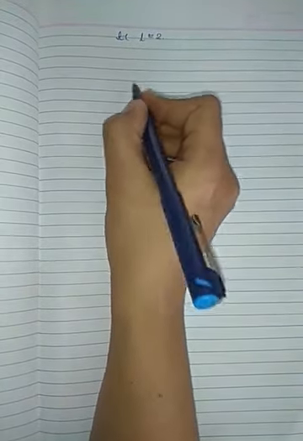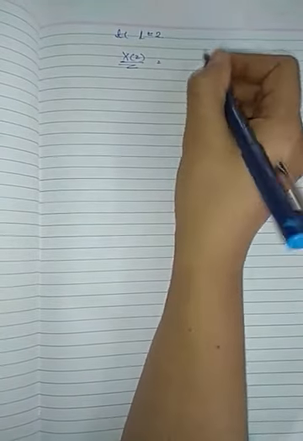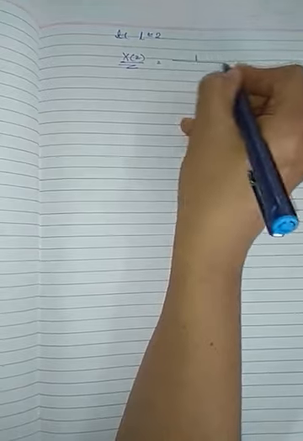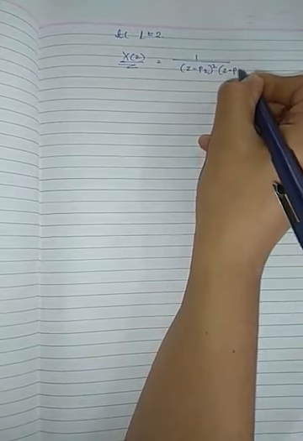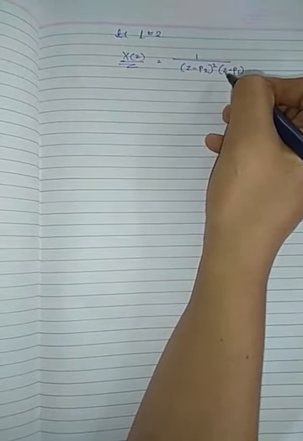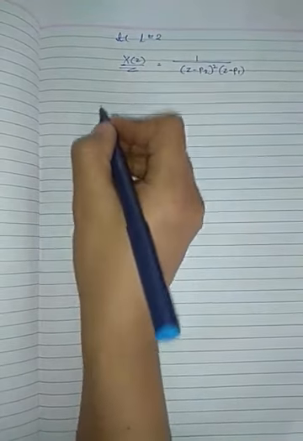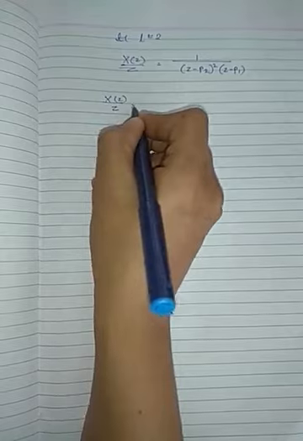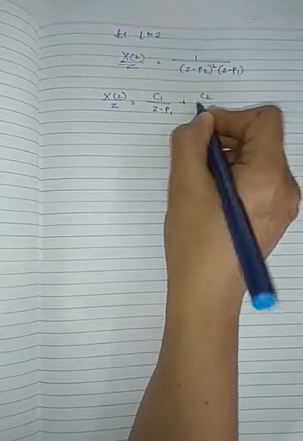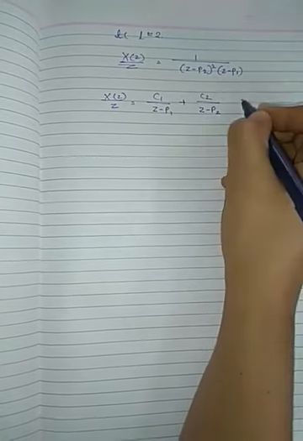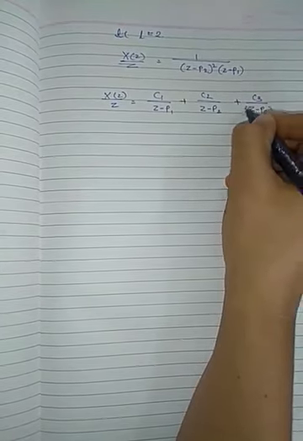So X(z)/z will be equivalent to 1 divided by (z − p2)² times (z − p1). This expression can be expressed in partial fraction form as X(z)/z = c1/(z − p1) + c2/(z − p2) + c3/(z − p2)².